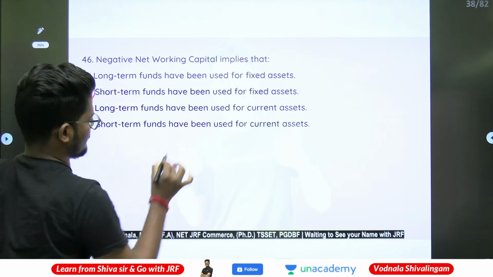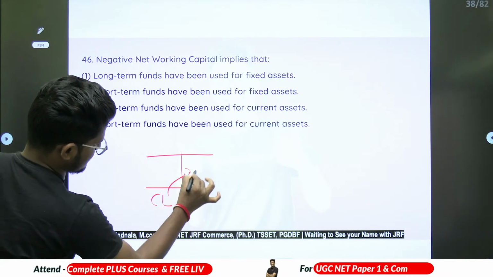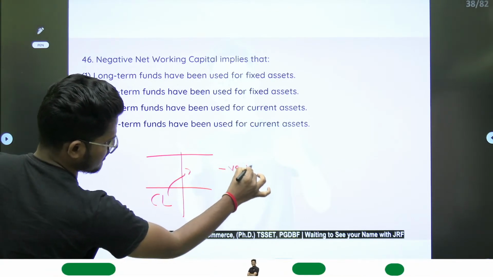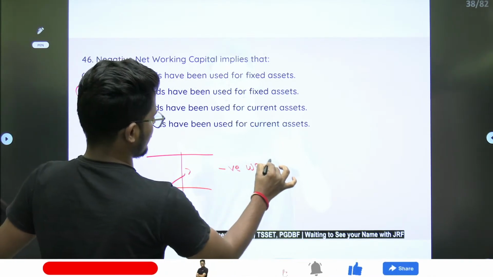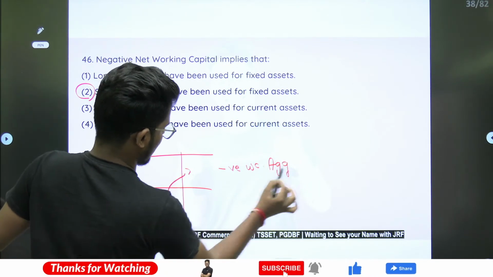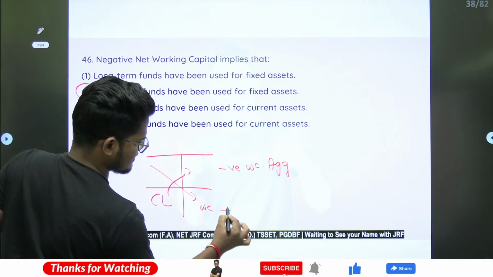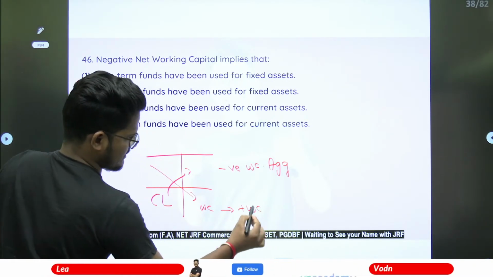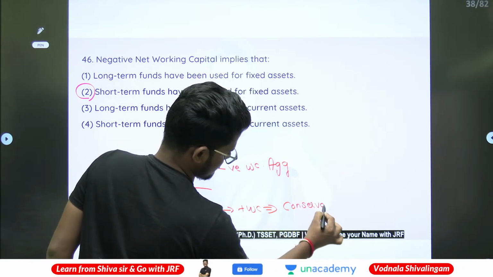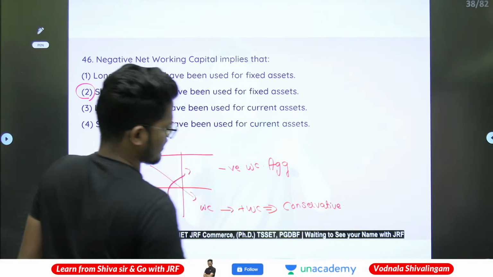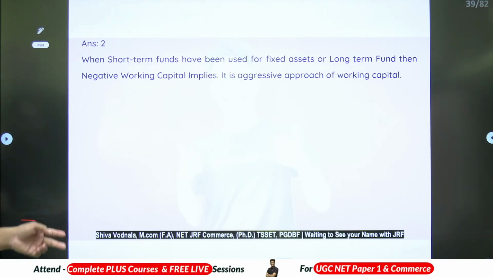Short-term funds have been used for fixed assets. In the balance sheet, if you are using current liabilities to purchase the fixed asset, this is negative working capital, an aggressive approach. This aggressive approach is not at all suggestible. And when long-term sources are used for working capital purposes, this is positive working capital, which indicates a conservative approach. Class till 10:15.